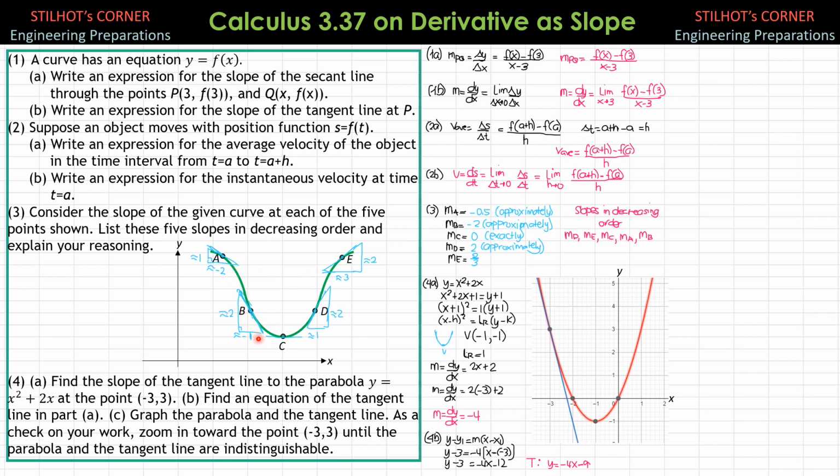At B, assuming this is approximately 2 units, this is 1 unit, but it is sloping up to the left or down to the right. So the slope is again negative 2 over negative 1, that is negative 2. So the approximate slope at B is negative 2. At C, it is exactly 0. The tangent is horizontal, so 0 slope, that's exact. At D, which is the reflection of B about this vertical axis of symmetry here.